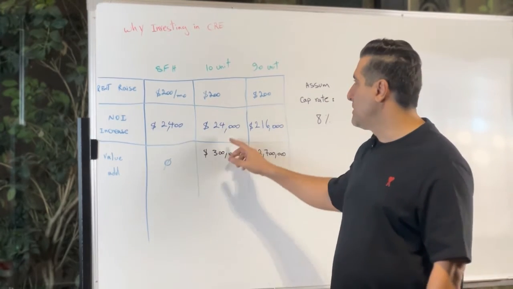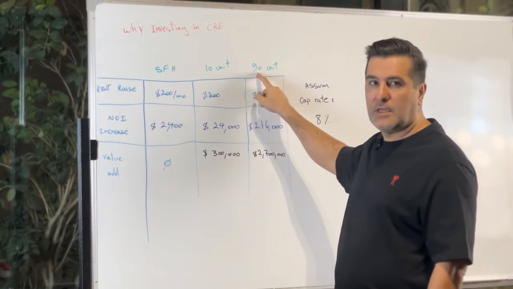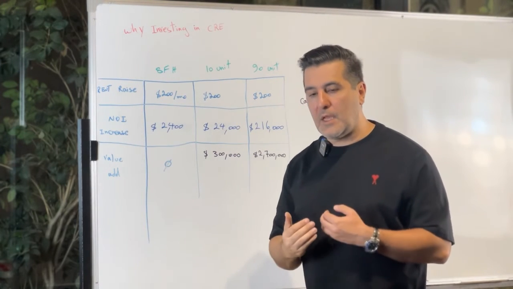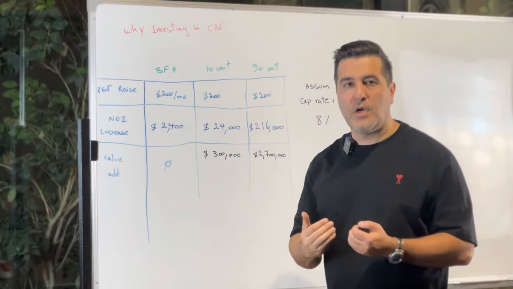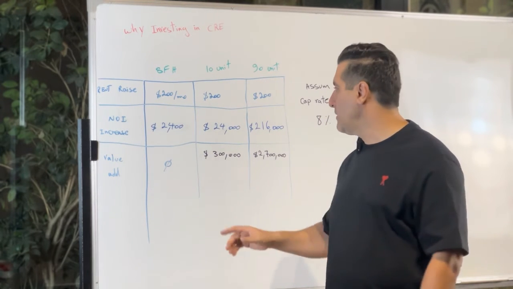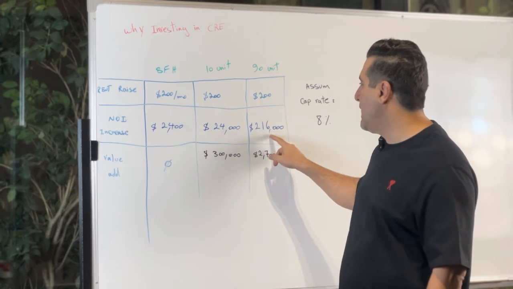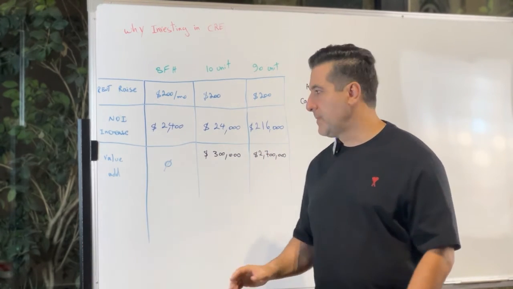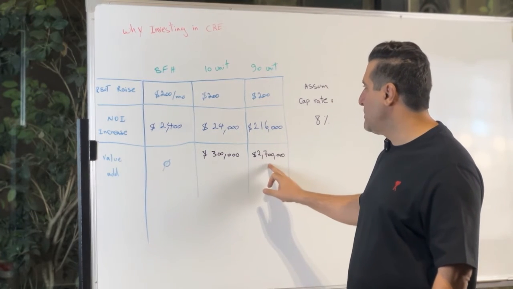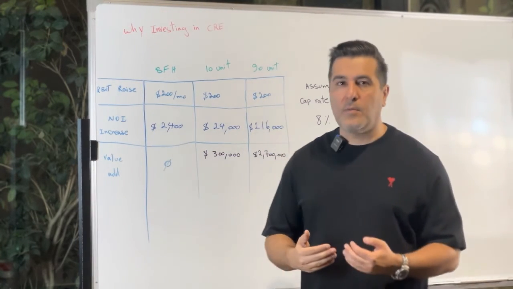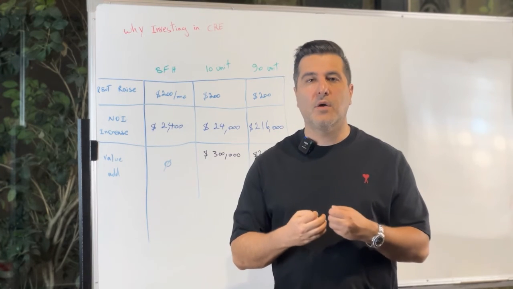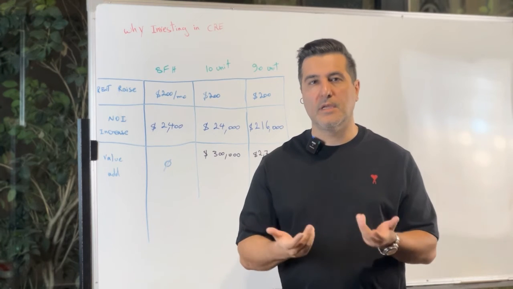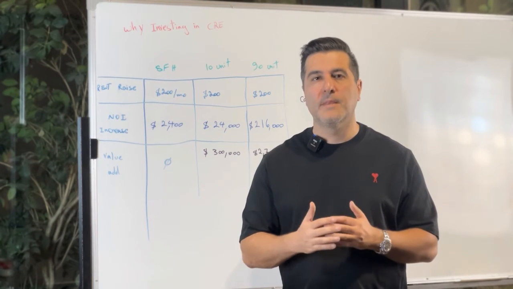I'll give you another example. Imagine that instead of 10 units, you have 90 units, and you increase the rent by $200 a month. So 200 times 90 times 12 is $216,000 a year. How much value did you just add to the property? You add $2,700,000 to the property. So as I told you, it's easy in commercial property to raise the price by raising the rent, which means raising the NOI.